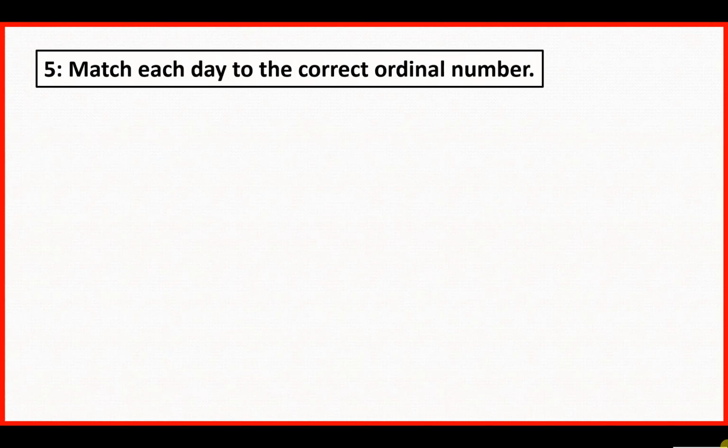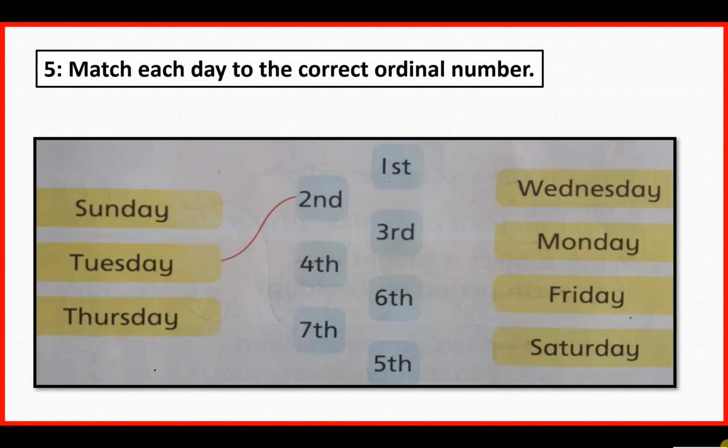Now I am going to do question number 5. Match each day to the correct ordinal number. One has been done for you. So let's start. Sunday is the, yes, 7th day of the week. So here we match Sunday with 7th. Tuesday is the 2nd day of the week. Thursday is the 4th day of the week. So here we match Thursday with 4th.